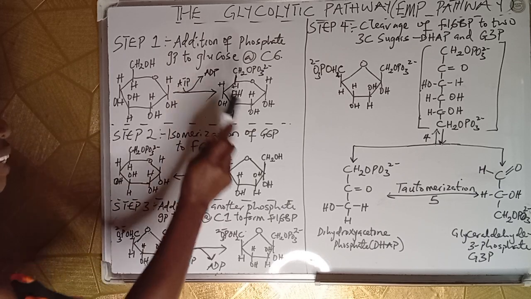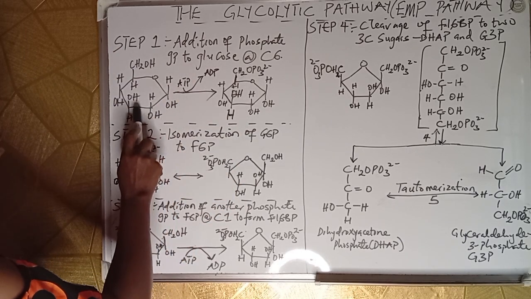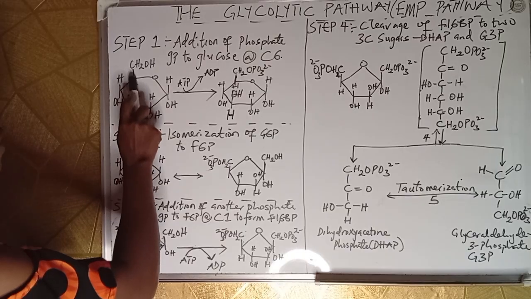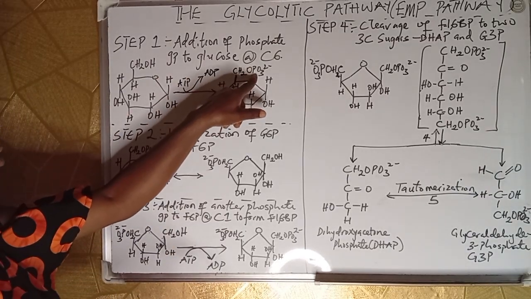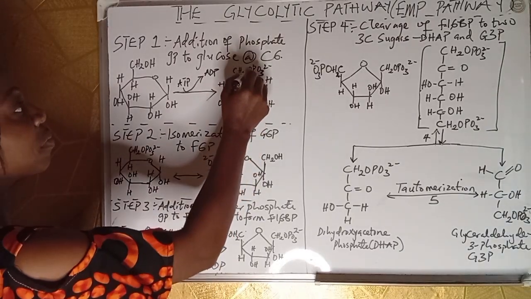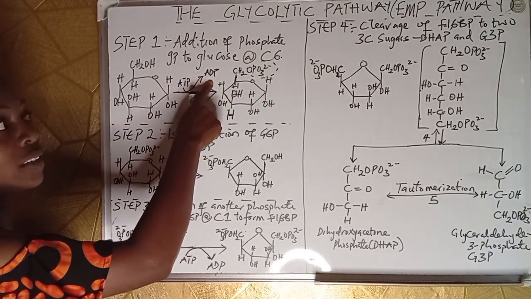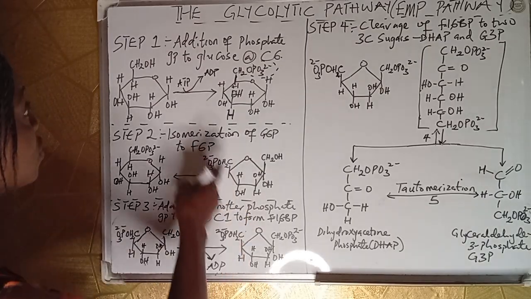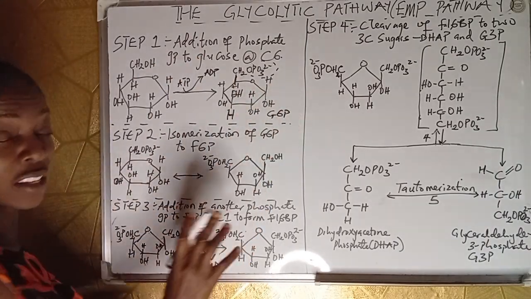ATP comes in to donate a phosphate group at carbon 6. 1, 2, 3, 4, 5, 6. So at carbon 6, we see the addition of a phosphate group donated by ATP, which becomes ADP. So glucose is converted to glucose 6-phosphate. That's the first step.